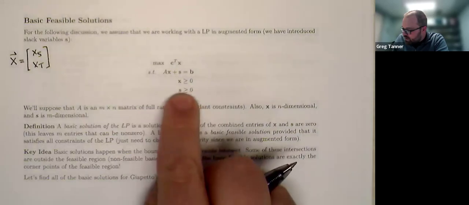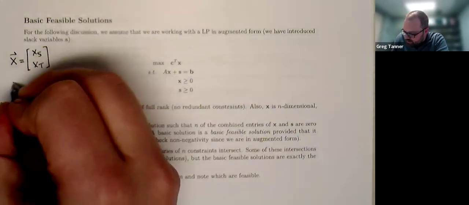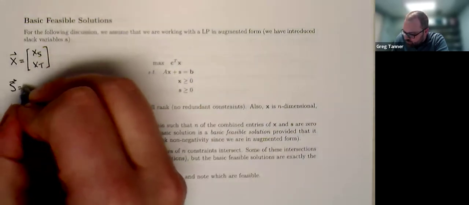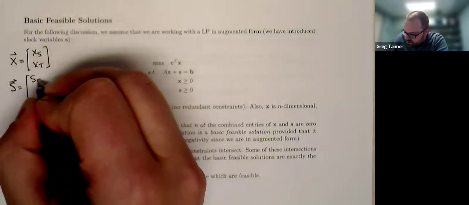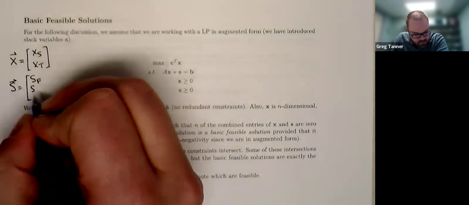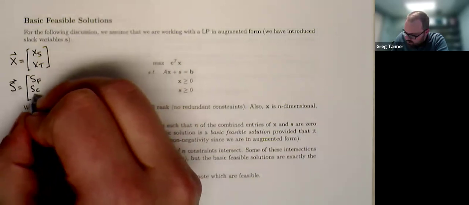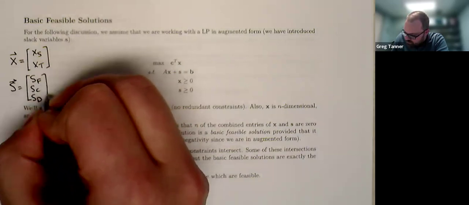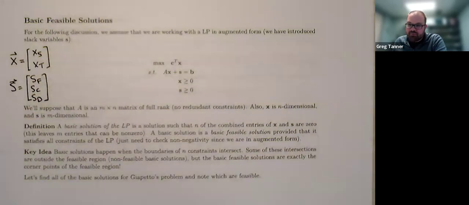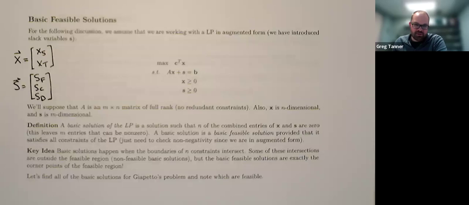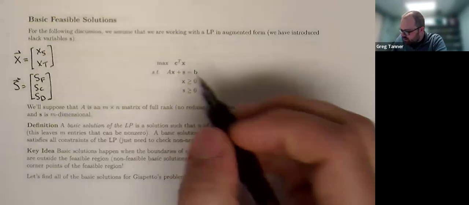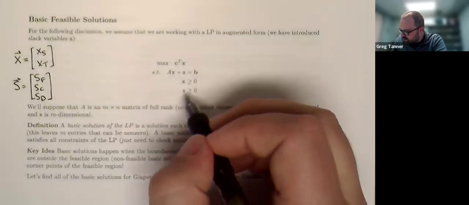Okay, and then we've also got an S vector. That's our vector of slack variables. And so that would be the slack for finishing, slack for carpentry, and slack for demand. Okay, and often we'll combine these two into one super vector, and I'll do that in just a bit. Okay, and so that covers the X and the S.